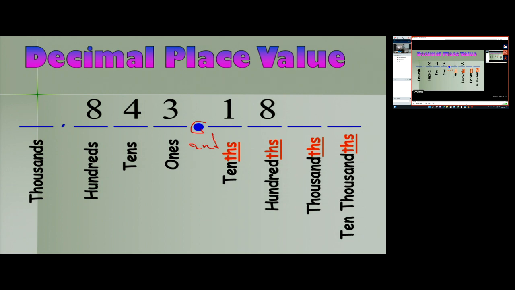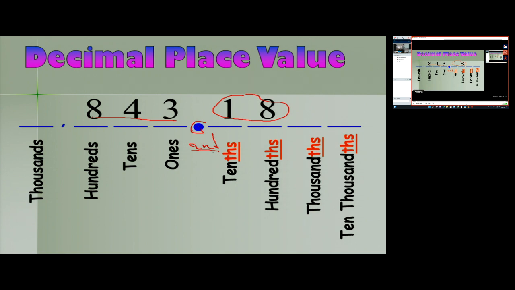Okay? So, what is this number? 843. Now, this decimal point is read as "and". Now, what is this number? 18. So, we have here 843 and 18.